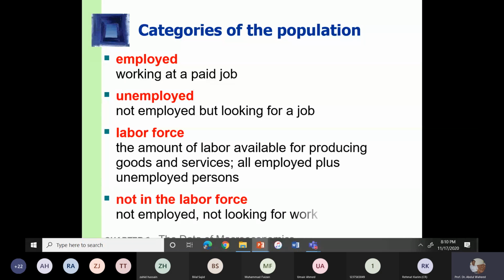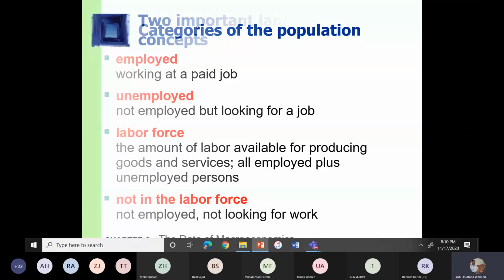Not in the labor force means not employed and not looking for a job. If I want to get the number of people who are not in the labor force, from the adult population, the working age population, I will subtract the labor force. Then I will get the people who are not in our labor force.